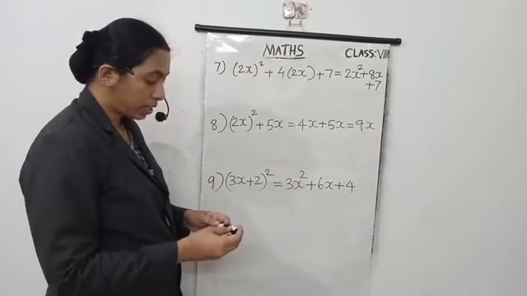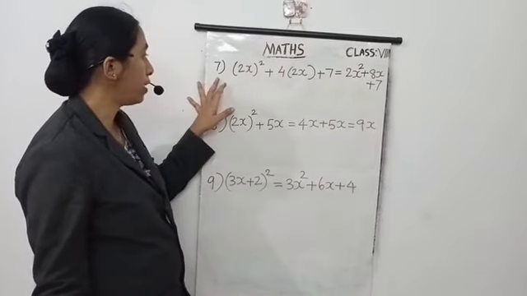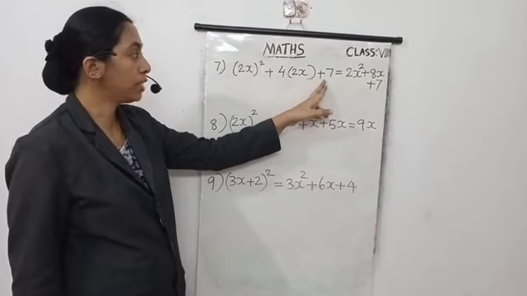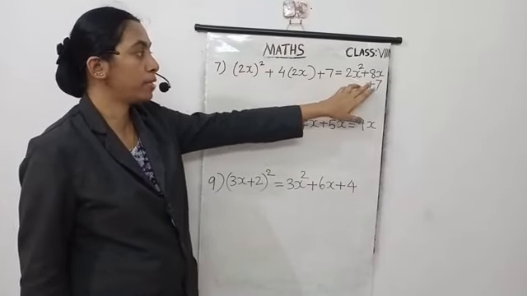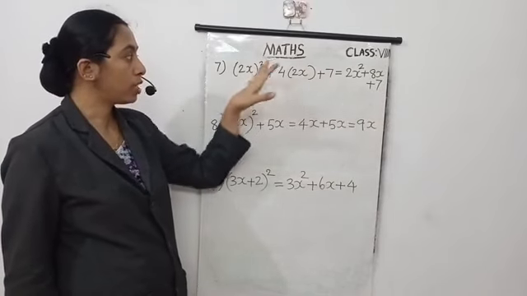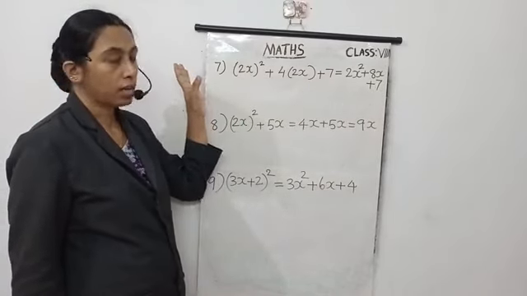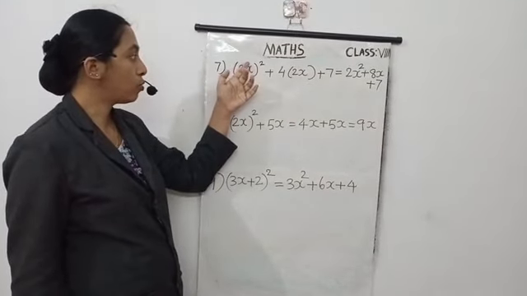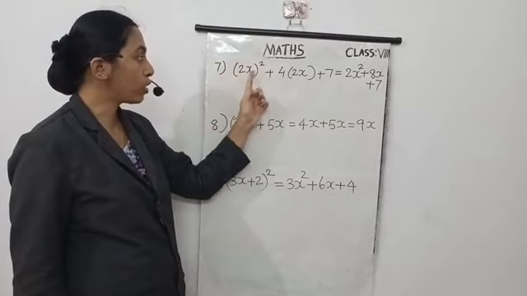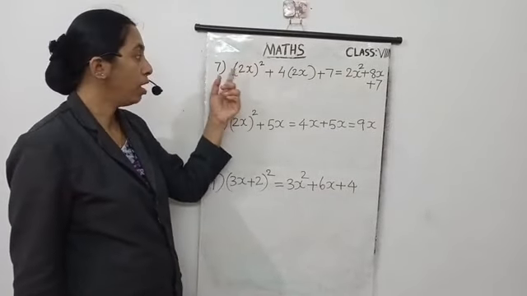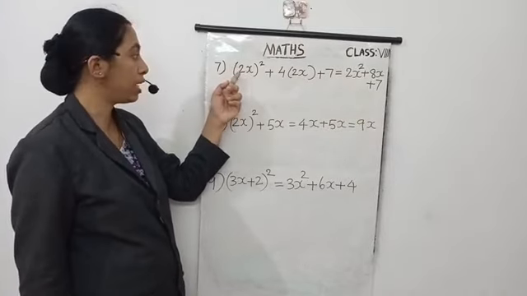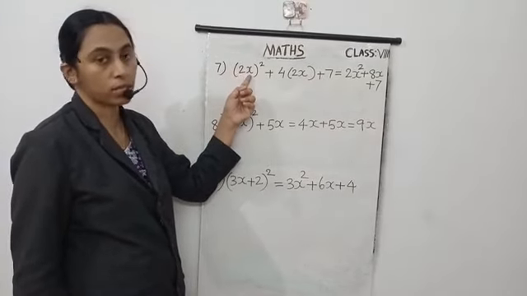Now next question number 7. 2x whole square plus 4 into 2x plus 7 equals 2x square plus 8x plus 7. Is it correct? Can you guess the error? Yes, here is the error. Here 2x whole square, this monomial all square. So we need to square all the terms of this monomial. All the terms means all the factors, that is 2 square and x square.